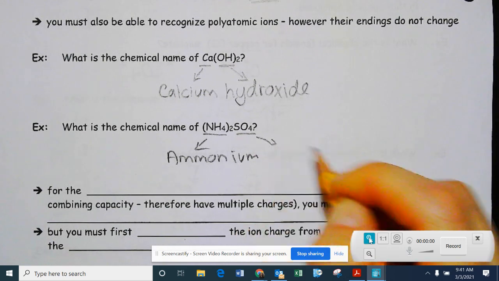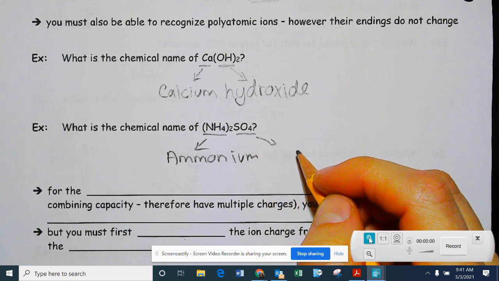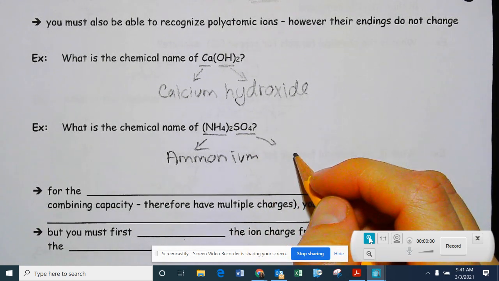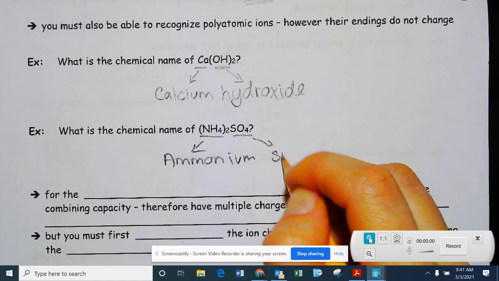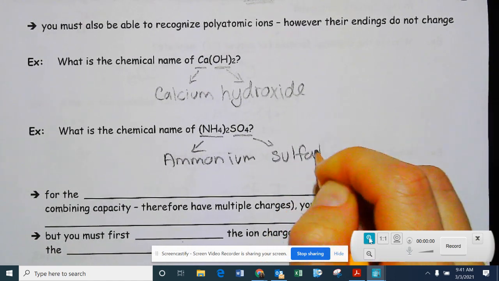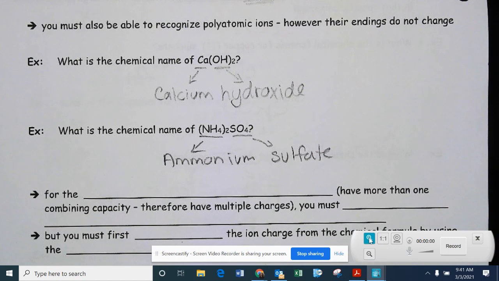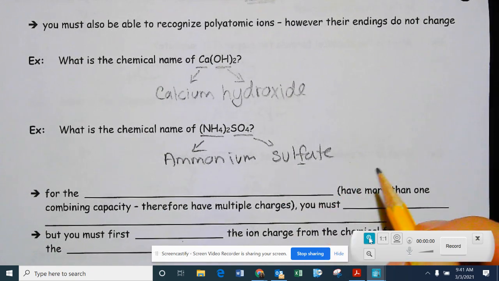And then SO4, sulfate, right? Yep, sulfate. Ammonium sulfate. Sulfate, you guys can spell this with a PH or an F. It does not make a difference. It's just an American British thing, like color with a U or with just an O. So it's okay if you put this with an F or with a PH. Either way is totally acceptable.